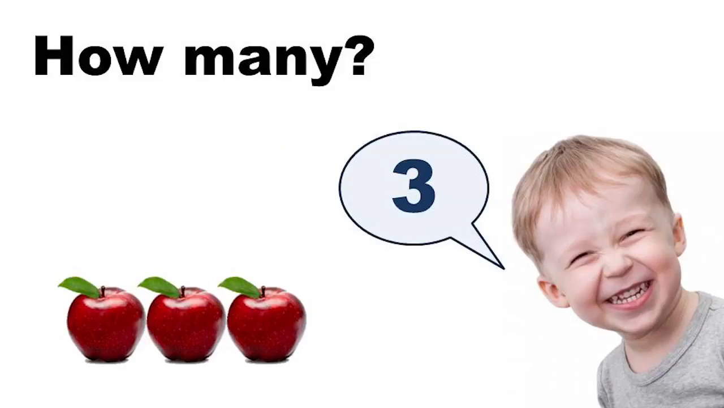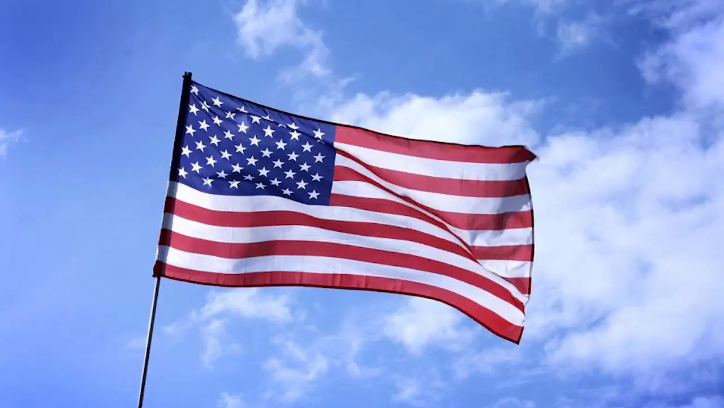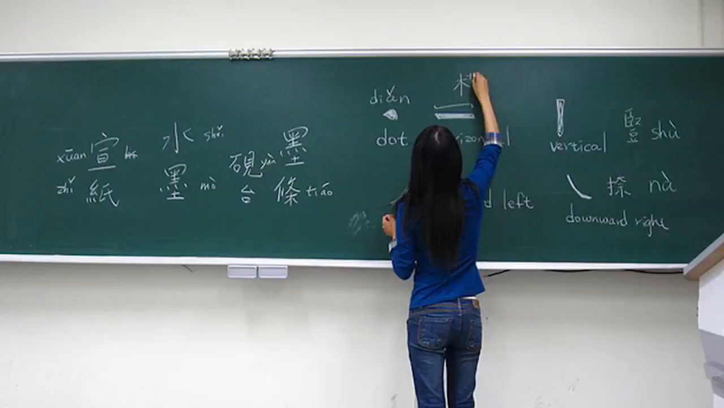Repeat. How many? Okay. Explanation. There are 3 colors in the American flag. There is 1 teacher in this room. There are 2 letters in the word okay.